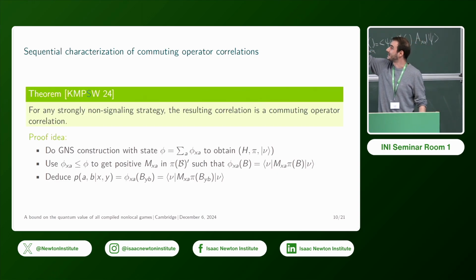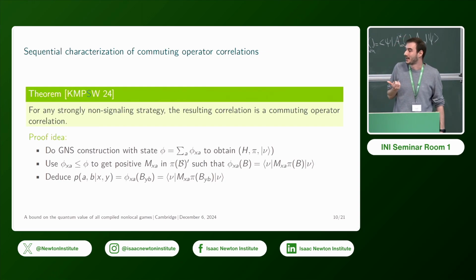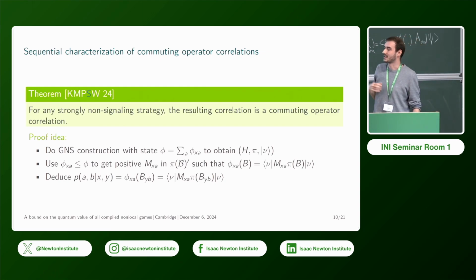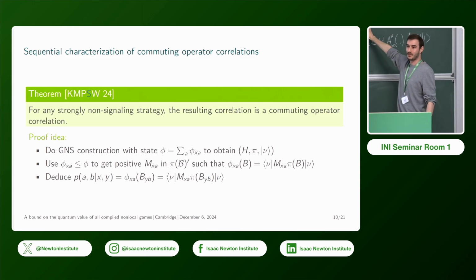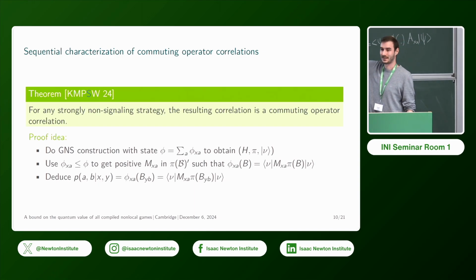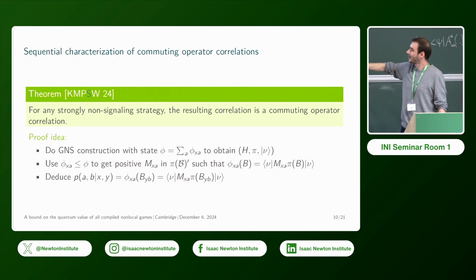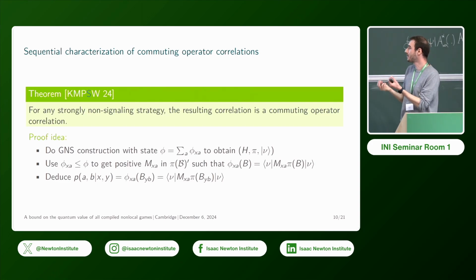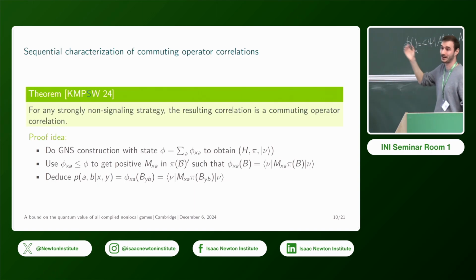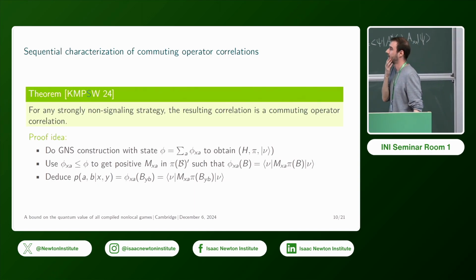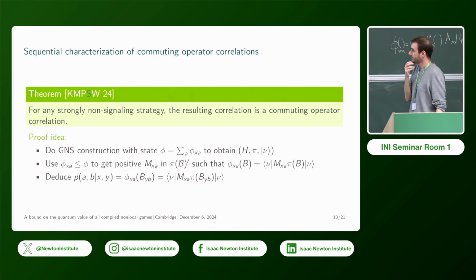Since this mxa is in the commutant, it also commutes with pi of b, and the only thing left to check is that the MXAs actually form a POVM. They're already positive, and since all those guys sum up to the state, it's also not so hard to show that they sum up to identity. But now, if we look at the correlation, I have some vector and two POVMs that commute, so it's a commuting operator correlation. Right? So that's nice.